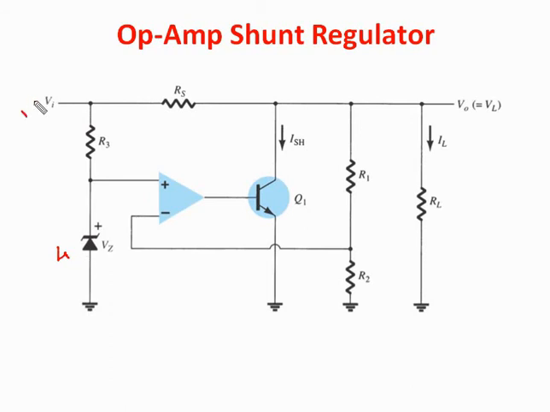Suppose the input is 15 volts, so the remaining 11 volt will be dropped across this resistance R3, and here we get the constant 4 volt, which acts as the reference voltage of the regulator circuit.